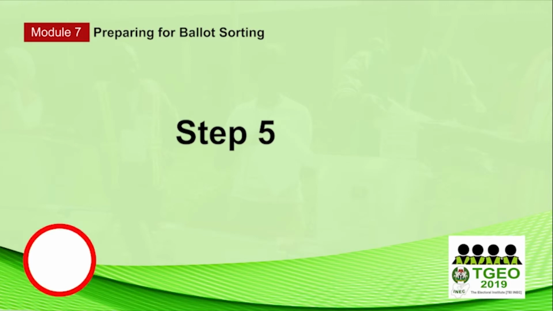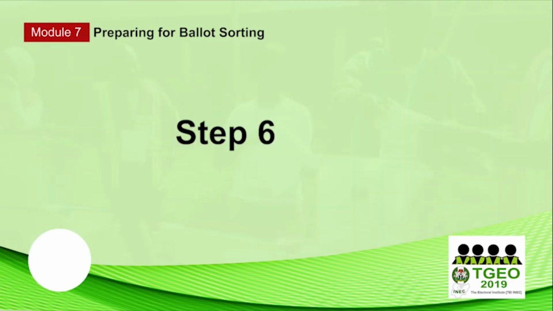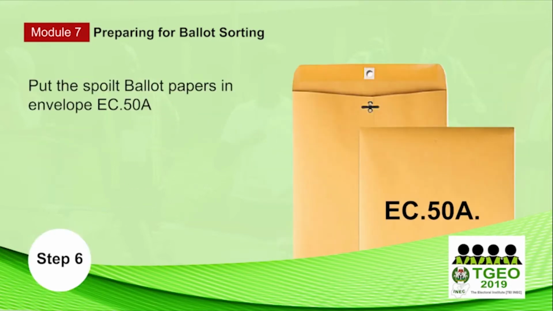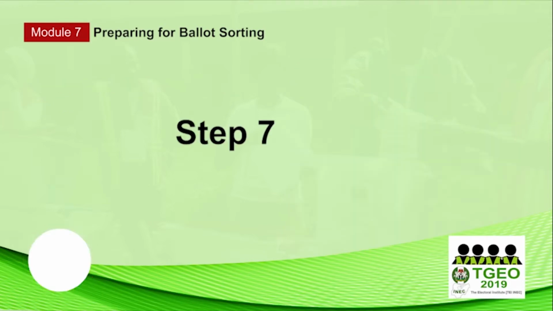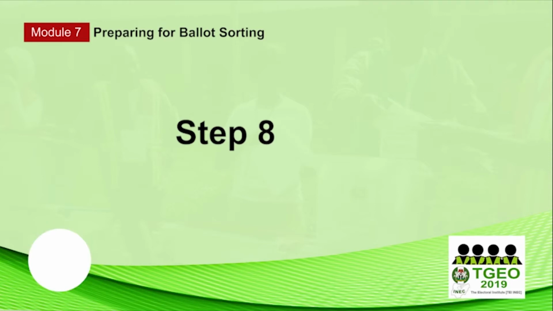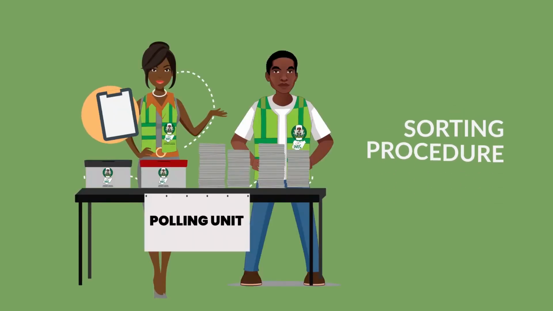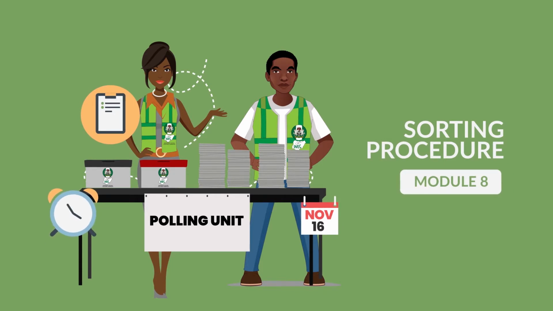Step 5. Count any spoiled ballot papers, record the quantity and their serial numbers on Form EC40C. Step 6. Put the spoiled papers in envelope EC50A. Step 7. Announce the seal serial number to verify the seal. Step 8. Cut the seal to unlock the ballot box and empty the content in full view of all persons present. Module 8. Sorting Procedure.